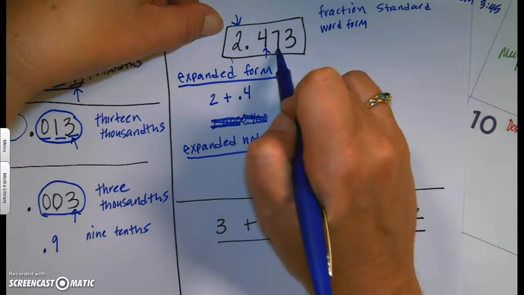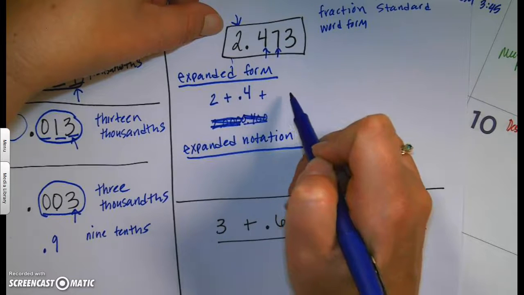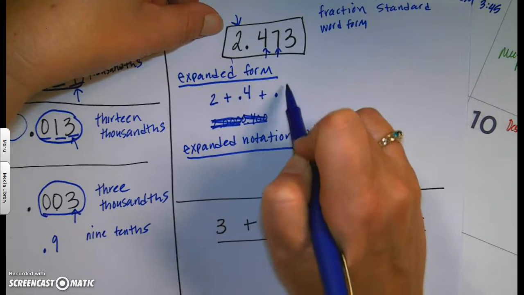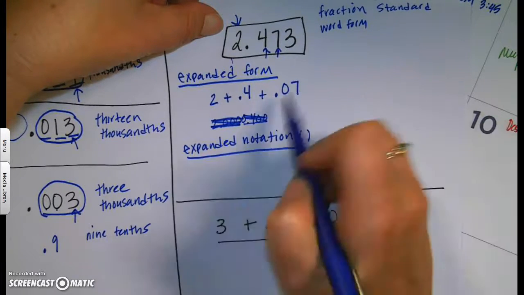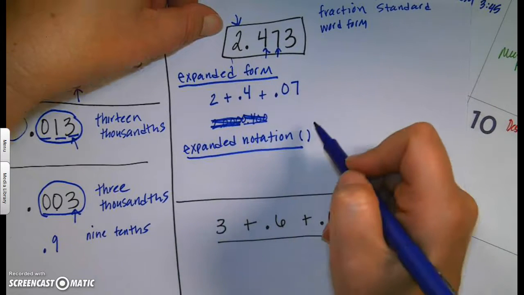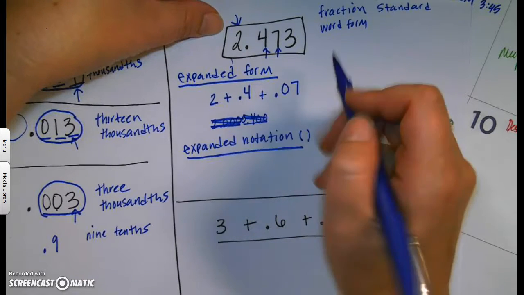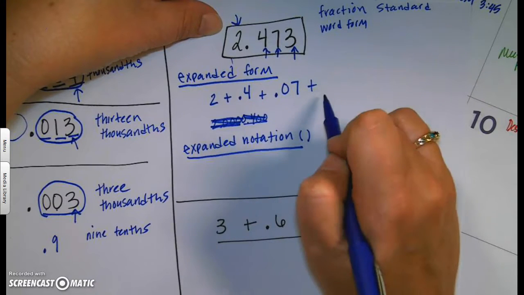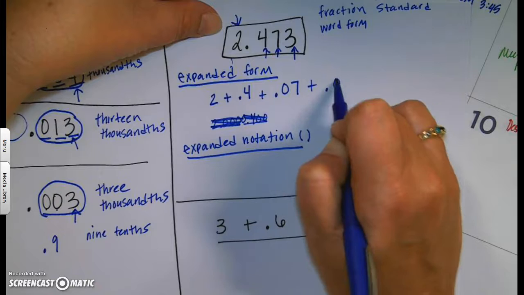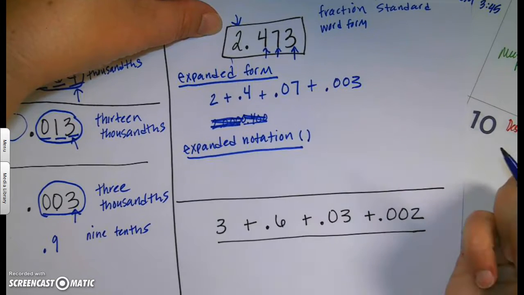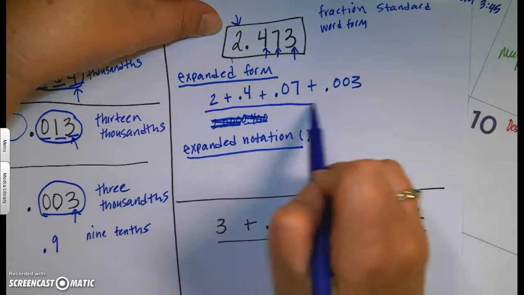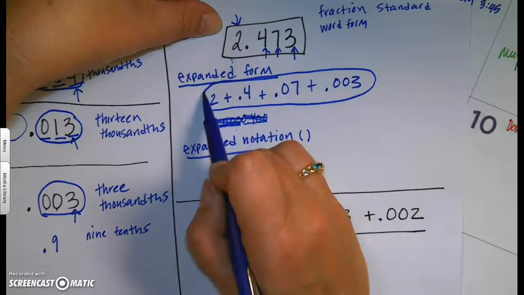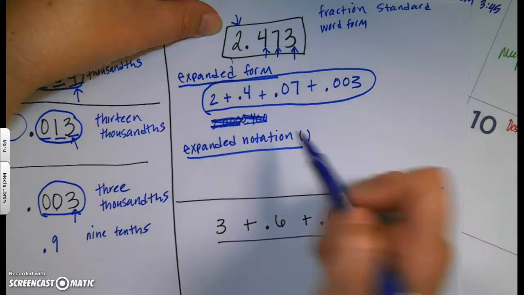So we pull out the 2, then we add that to the next digit here, which is the 4 tenths. So we write 0.4. You could also say 0.400, and you could put a 0 where the 2 would go. But we don't need to do that. The next digit we pull out is the 7 hundredths. So we make that 0.07. We don't need all the other zeros, but we can put them if we wanted to. And the last digit we pull out is the 3 thousandths, so we add 0.003. This is 2 and 473 thousandths in expanded form.